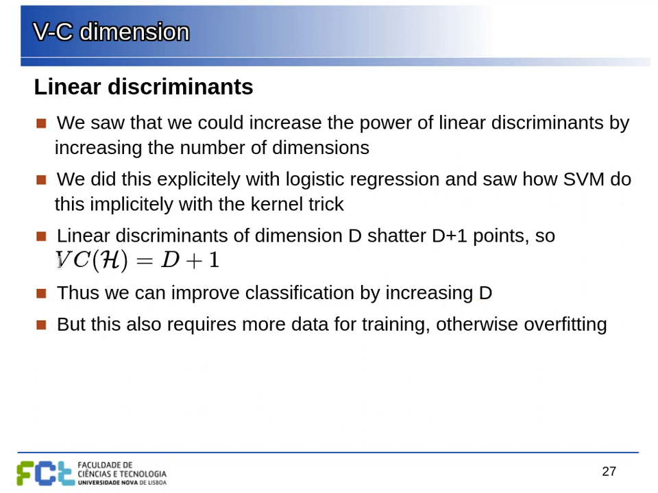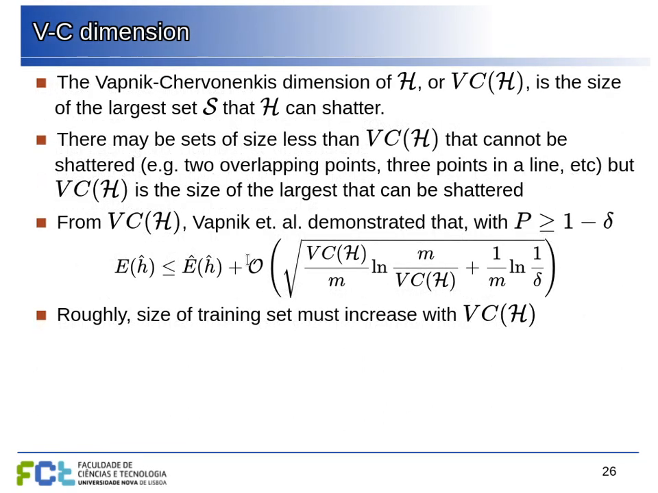But of course, since we are increasing the Vapnik-Chervonenkis dimension of the classifiers, then we need to take this into account. Eventually, we'll start overfitting because now our true error will be significantly above the training error and we will start having problems there.